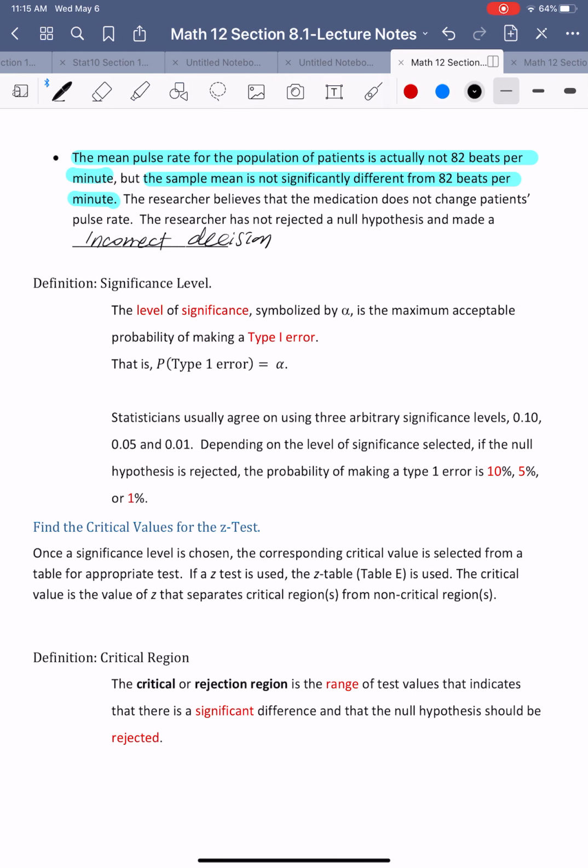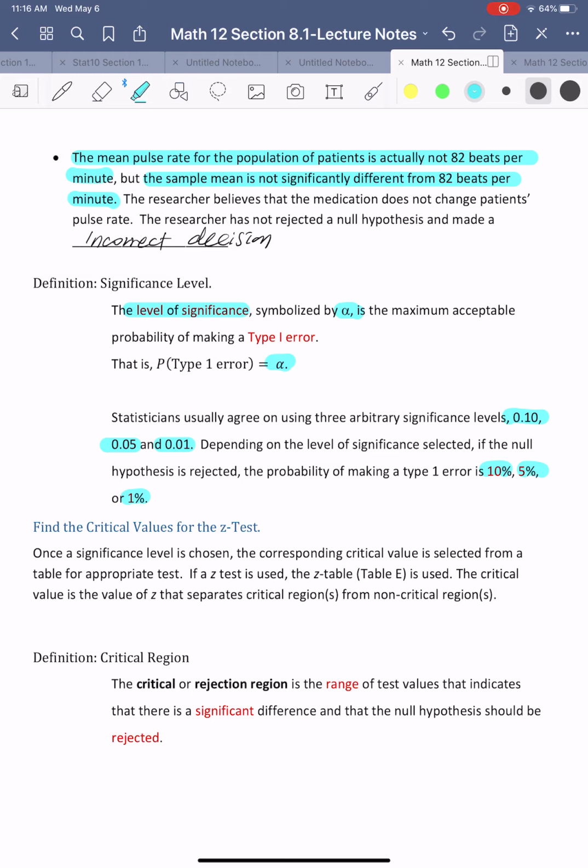All right, now we're going to do the significance level. The significance level uses alpha and is the maximum probability of making a type 1 error. So this needs to be done very carefully. Statisticians usually agree on using three arbitrary significance levels, which are 0.10, 0.05, and 0.01, but you can change to anything, depending on the level of significance selected. If the null hypothesis is rejected, the probability of making a type 1 error is 10%, 5%, and 1%.